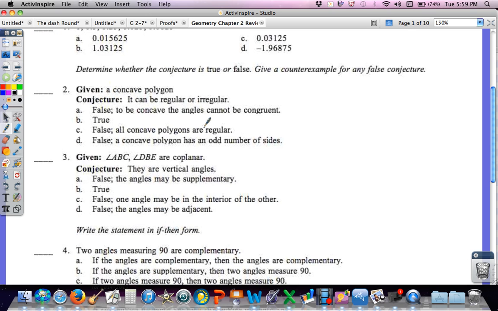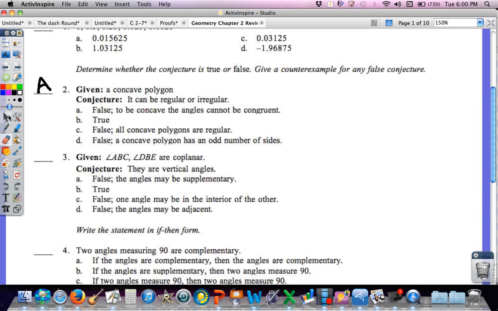Number 2, okay, a concave polygon is the given, and it can be regular or irregular. The answer is A. It's false, because to be concave, the angles cannot be congruent. Concave, if you remember, is when some of the angles kind of almost like go in on the shape. It's where if we draw a line, if we continued this side, we would end up hitting the interior of the shape. So the correct answer there is A.